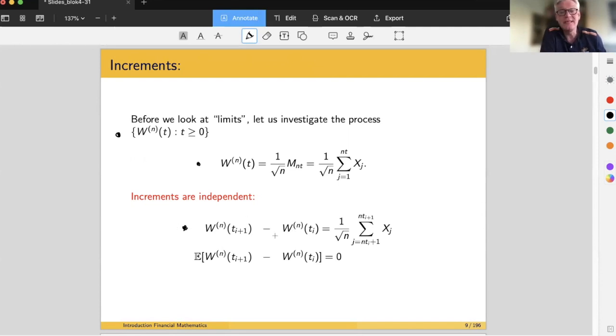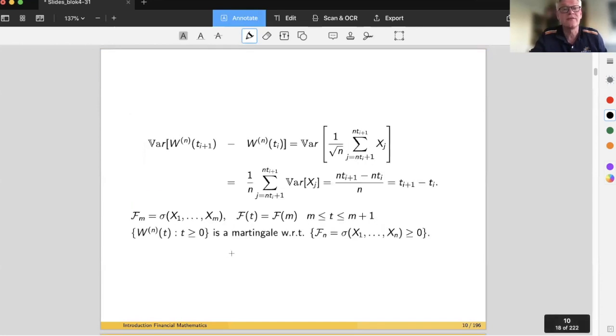We have different indices, right? We have n times t_i, and n times t_{i+1}. We have different indices, but we see that still all these increments will be independent. We still see that the expectation is equal to 0. There's no reason to assume differently. The sum of expectations, each one is equal to 0. Well, when we look at the variance, then we have to be careful with the brackets.